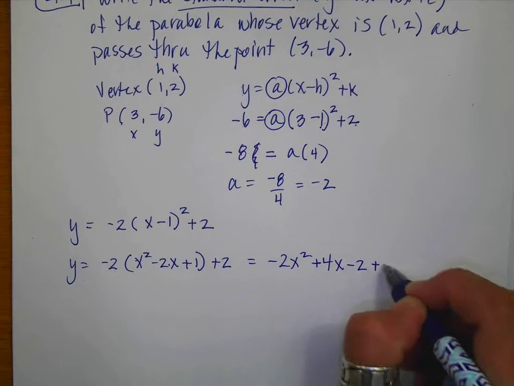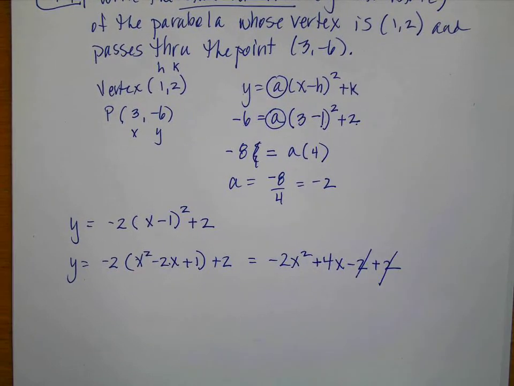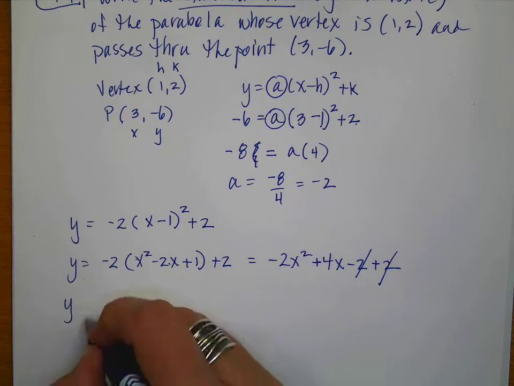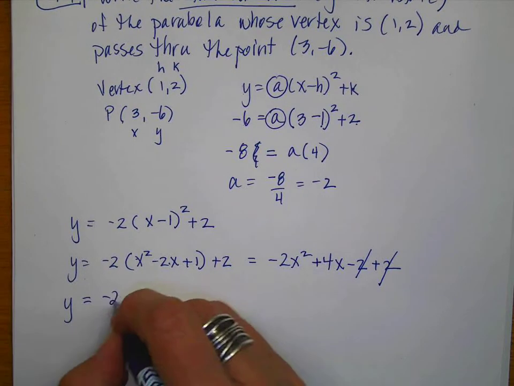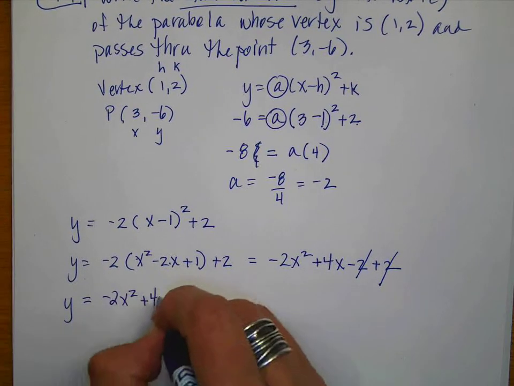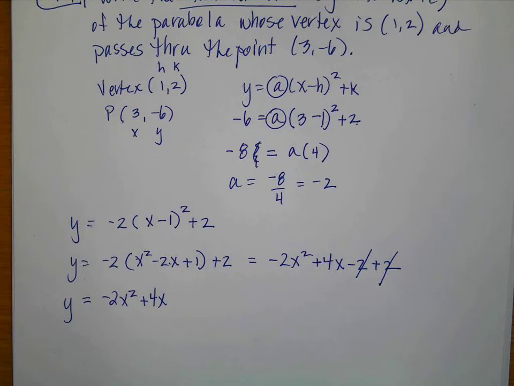So this is a negative 2x squared plus 4x minus 2 plus 2. Those guys cancel, and I get that y is equal to a negative 2x squared plus 4x. And that is my standard form of the equation.